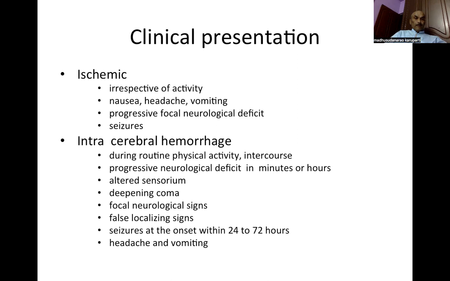Okay. So intracerebral hemorrhage can occur anytime during routine physical activity or during intercourse. It results in progressive neurological deficit in minutes and rapidly progresses within hours. The patient develops altered sensorium with a deepening coma. There will be false localizing signs and also focal neurological deficit. There are signs of raised intracranial pressure, and seizures at the onset within 24 to 72 hours are a feature of intracerebral hemorrhage. Headache and vomiting; headache is more intense in subarachnoid hemorrhage.